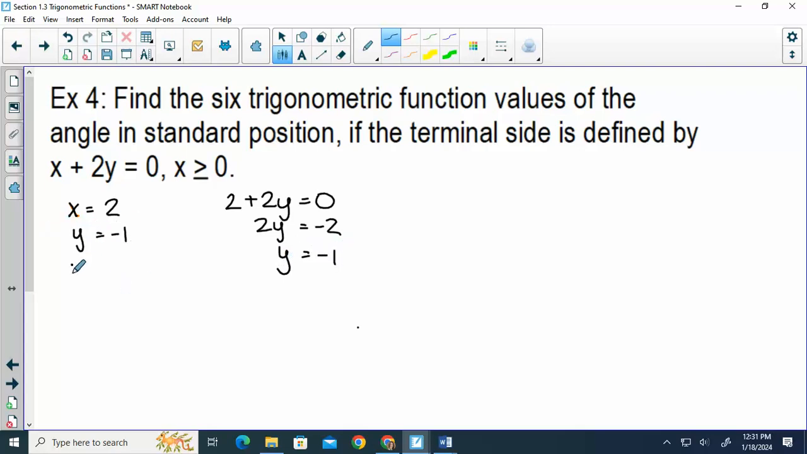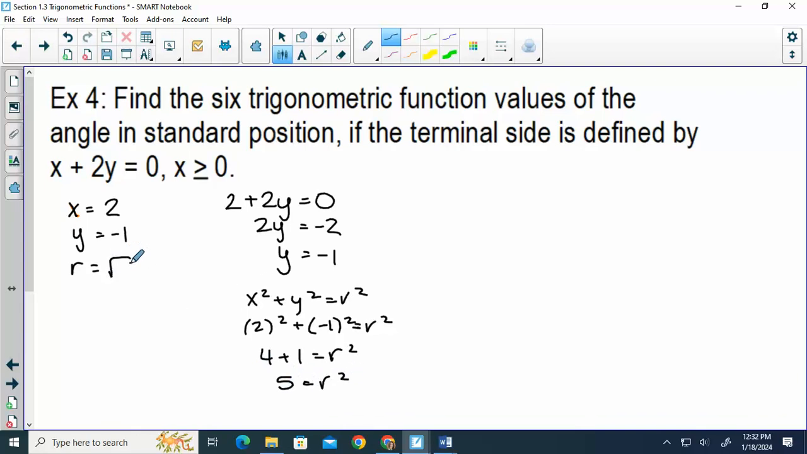And then how do we get r? Square root of x squared plus y squared. So r is the square root of 5. So once we have these, we can do our 6 trig functions.